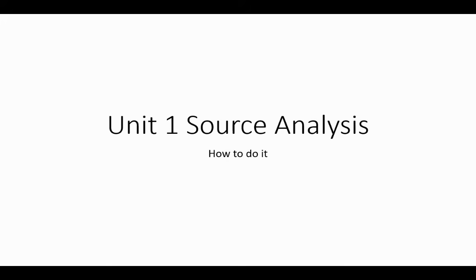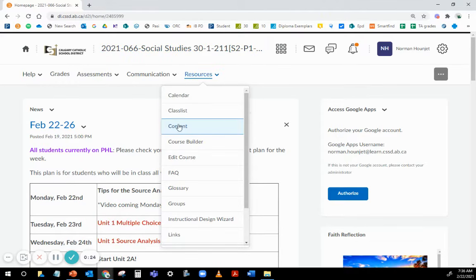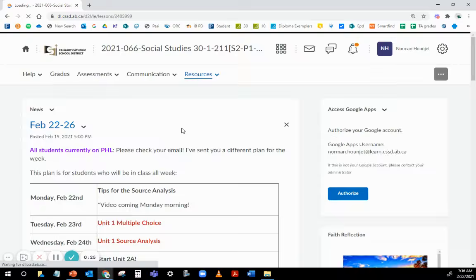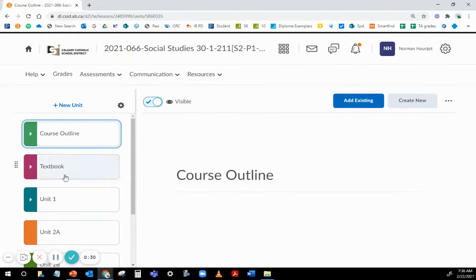Today we're going to talk about how to do your source analysis. Here is what I suggest you do if you are at home and not in class. My recommendation is to go into D2L, go to our course 30-1, click on resources, click on content, and once you get there, take a look at Unit 1.